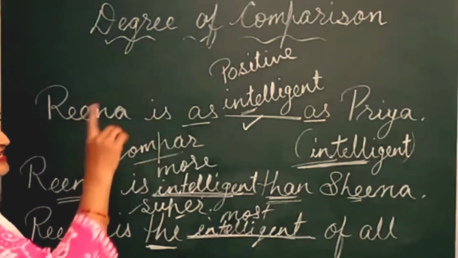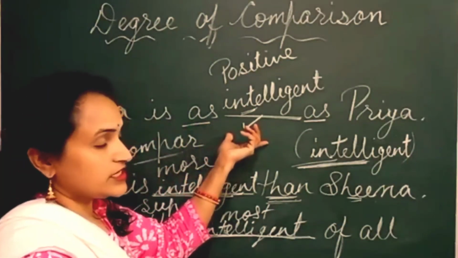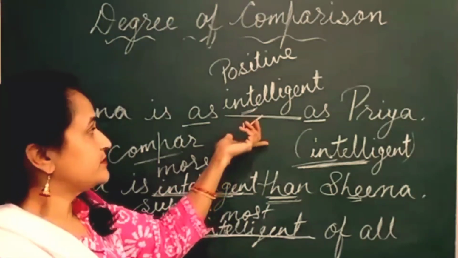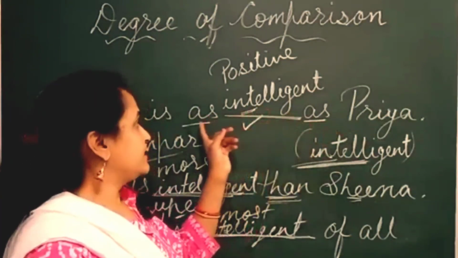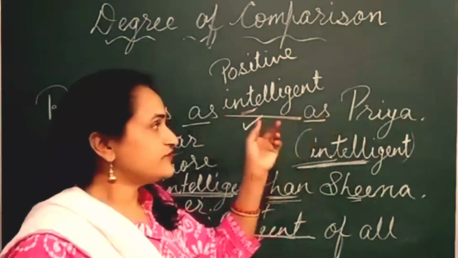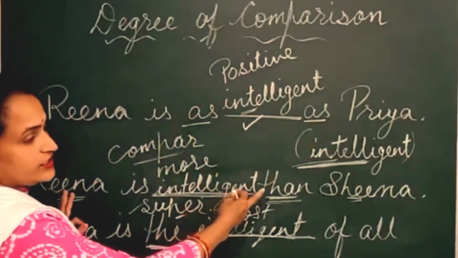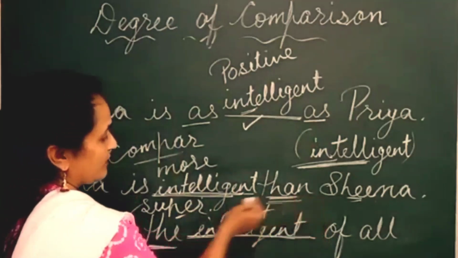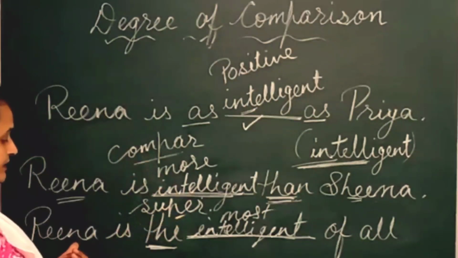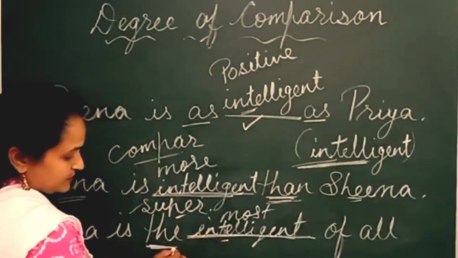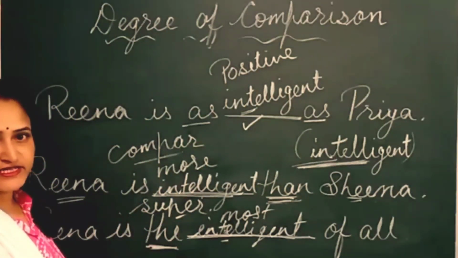Understood how to use the degrees of comparison in a sentence? If we are talking about the same quality between two people who are similar, we use "as", and if "as" is there before and after the blank, we always use the positive degree. When we compare two, but after the blank "then" is there, it shows the comparative degree. And if before the blank "the" is there in the sentence, we always use the superlative degree. Okay.